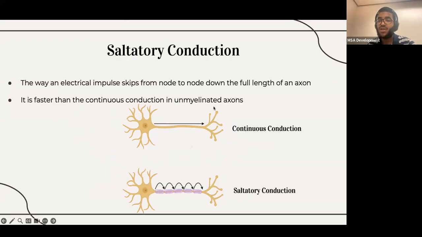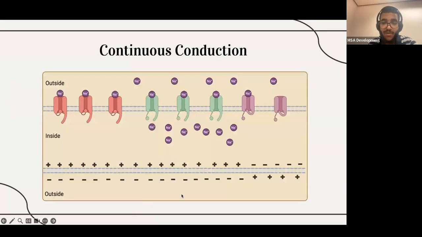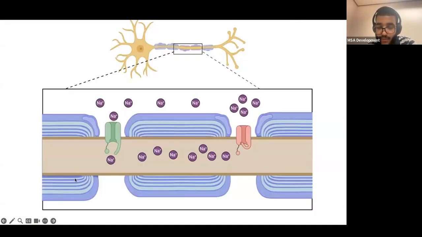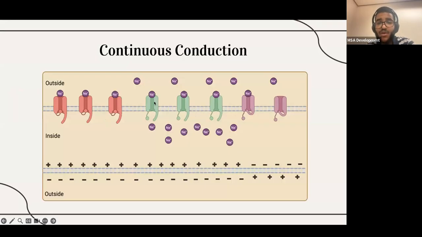And I like to think of the analogy of a turtle and a rabbit. The rabbits jump and they're much faster than turtles. And so let's see what happens exactly inside the cell. Now, this is assuming we don't have myelin sheath. This is just continuous conduction.